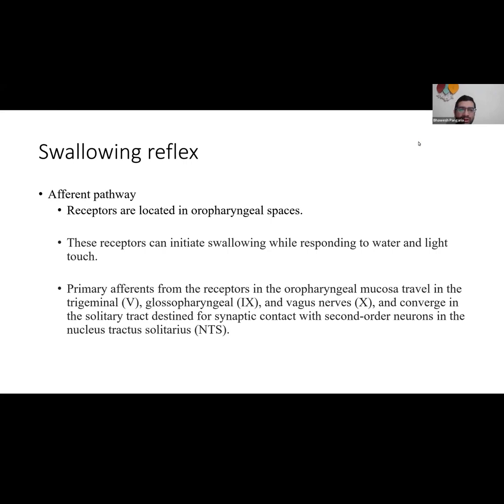Coming up to the swallowing reflex, the afferent pathway receptors are located in oropharyngeal spaces. Oropharyngeal spaces include the soft palate, the dorsal side of the tongue, and the uvula also is included there. Other than that, the faucial pillars in the oral area are the most sensitive to any stimuli. These receptors can initiate swallowing while responding to water and light touch.